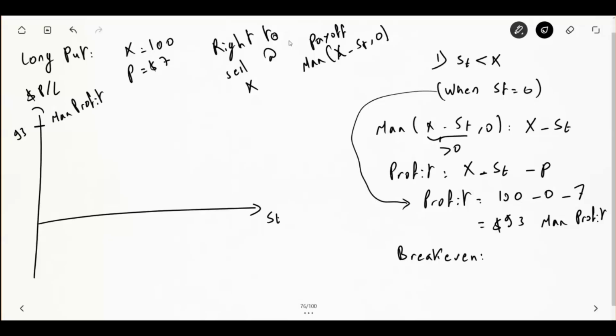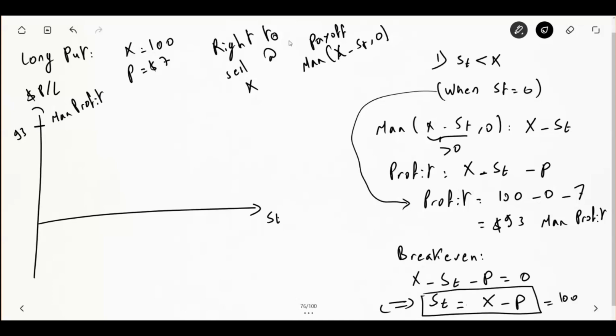I will break even when my profit is equal to 0. This means when X minus ST minus P is equal to 0. This means I will break even when ST is equal to X minus P. This is the general break-even point for a put option. In this example, ST is equal to 100 minus 7, equal to 93.